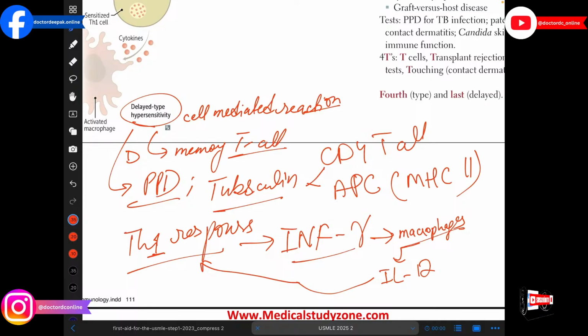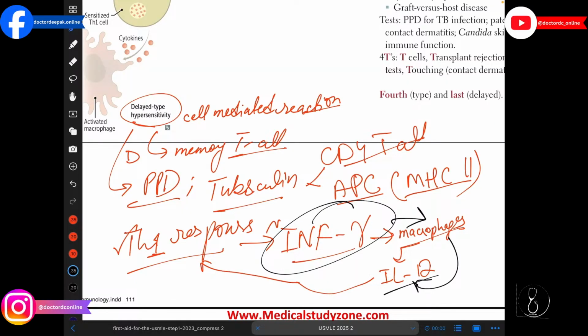How does it happen? The tuberculin is detected by the CD4 T cell through the antigen presenting cell with MHC class 2. They give the response to T helper cell 1, which is activated and releases interferon gamma. The interferon gamma activates the macrophages, which release interleukin 12 and stimulate T helper cell 1 responses to release more interferon gamma, so the macrophages become activated.